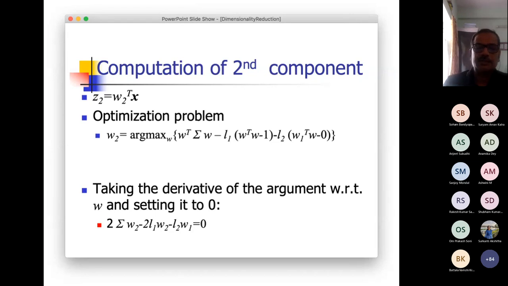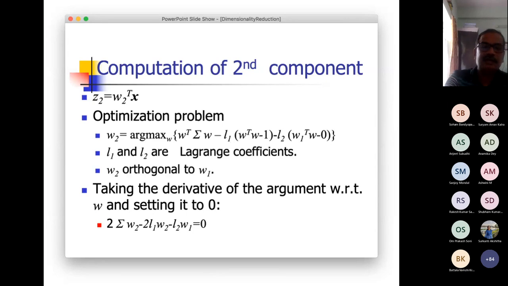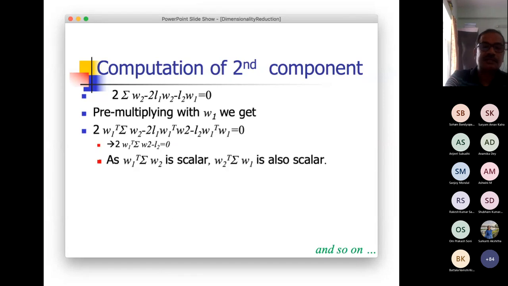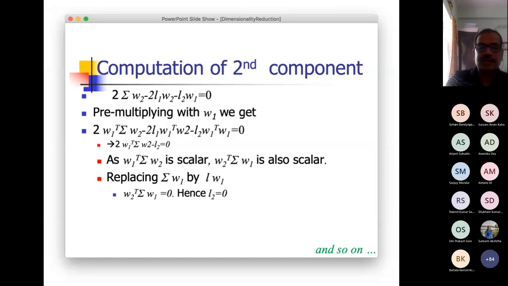So you have now two Lagrange multipliers, and you need to solve them with respect to W2, and you can see that the equations become like this. Your W1 transpose sigma W2 is a scalar, and W2 transpose sigma W1 is also a scalar, because if you note the dimensions, they are scalar values. So replacing this sigma W1 by L W1, what you get is that L2 equal to 0. In this way, you can show that your second Lagrange multiplier is equal to 0.